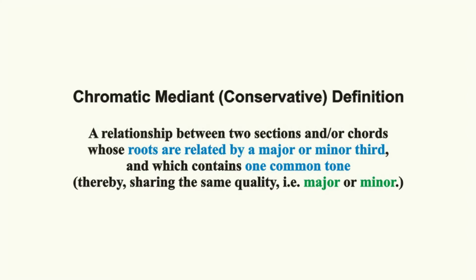The actual conservative definition is as follows. A chromatic mediant relationship is defined as a relationship between two sections and/or chords whose roots are related by a major or minor third and which contains one common tone, thereby sharing the same quality, i.e. major or minor. Since that definition seems to be trying to be all-inclusive while using as few words as possible, let's clarify it by taking a look at the following graphic.